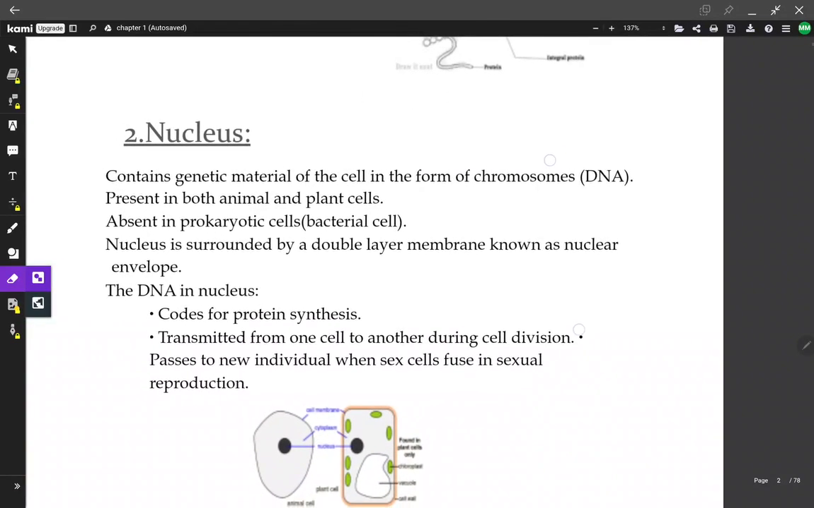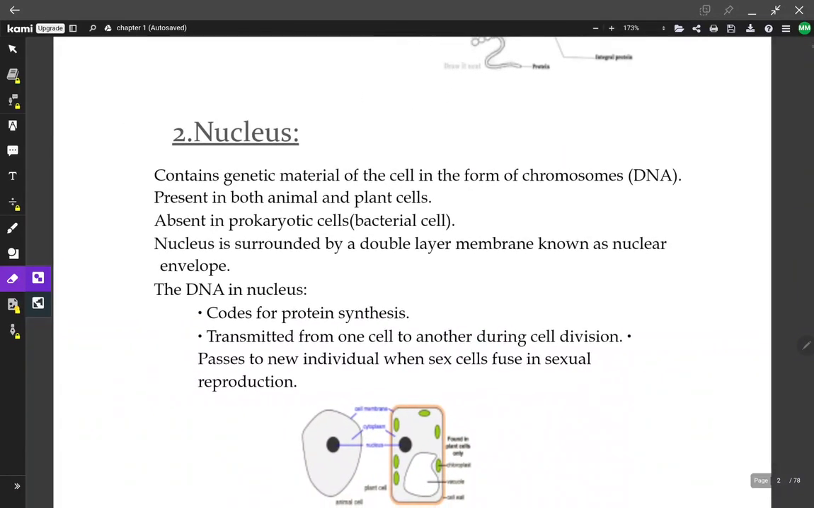The nucleus is present in both plant cells and animal cells. And by the way, the cell membrane is also present in both types of cells, in animal cells and plant cells. The nucleus contains the DNA. DNA is short for deoxyribonucleic acid. DNA is basically the genetic material of the cell. DNA and chromosomes are basically the same thing.